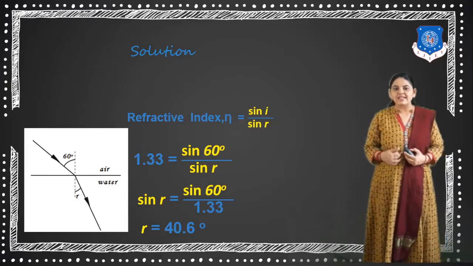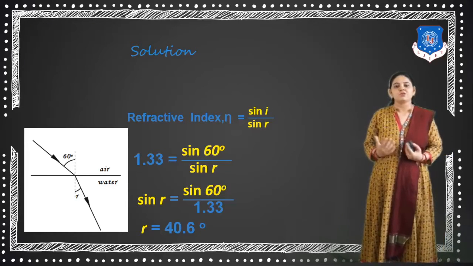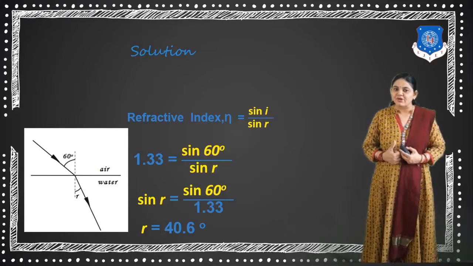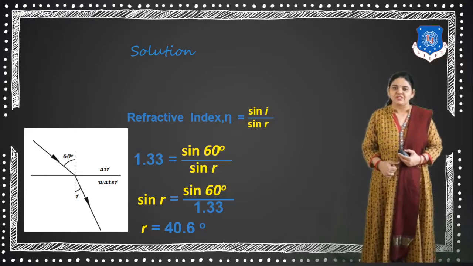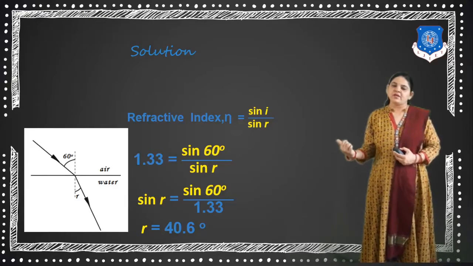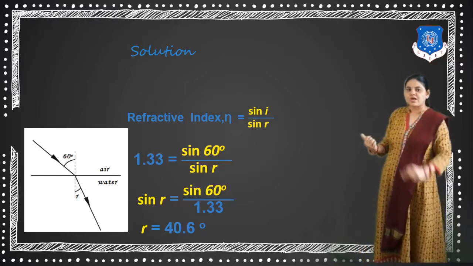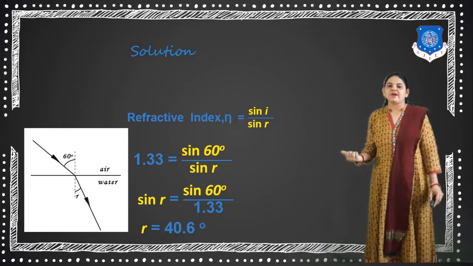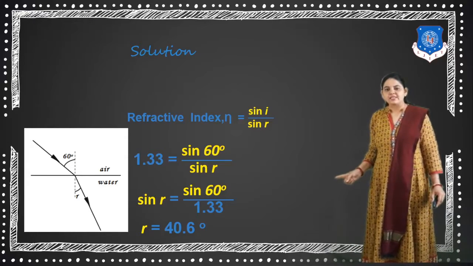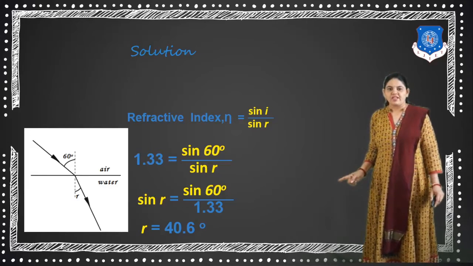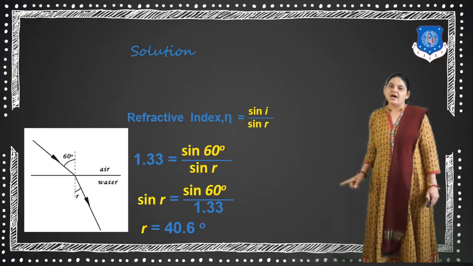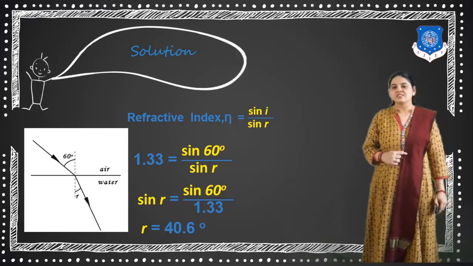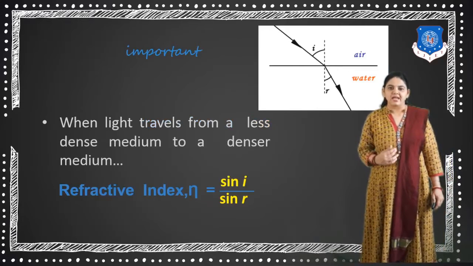What is the refractive index equation? It is eta is equal to sine i upon sine r. The refractive index given is 1.33, so put that value in the equation. The angle of incidence given to us is 60 degrees, divided by sine r. So sine r is equal to sine 60 degrees divided by 1.33. So r, the angle of refraction, is 40.6 degrees.